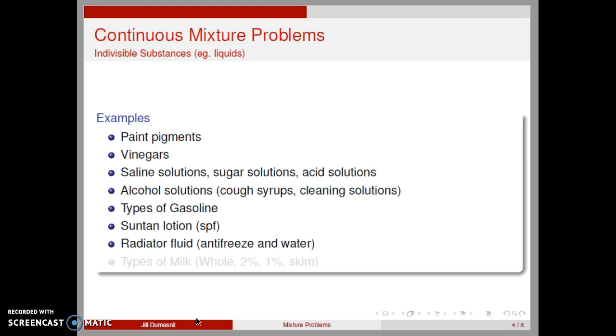Radiator fluid is a mixture of antifreeze and water. Under different conditions, automobiles need higher or lower percentages of antifreeze mixtures in their radiators. Finally, types of milk are identified by the percentage of butterfat present in them. To produce low-fat milk, all the fat is removed or skimmed from whole milk. Then whole milk is mixed with the skim milk to produce the desired type of milk.